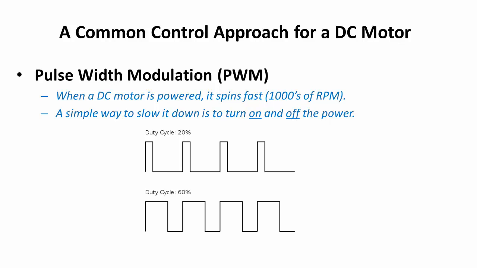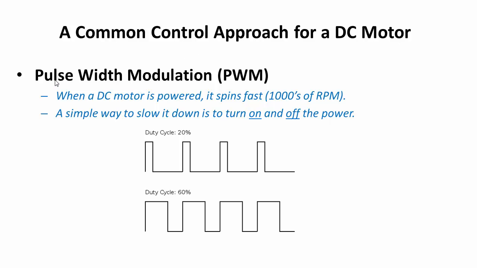So one of the first things you want to do is try to slow it down. And there's a variety of ways to slow it down. One way is to pulse the power to the motor. Think of it as, I'm going to turn it on, turn it off, turn it on, turn it off. The motor will then never be able to get up to its fastest rotational speed, and so you can regulate how fast it's going to go.